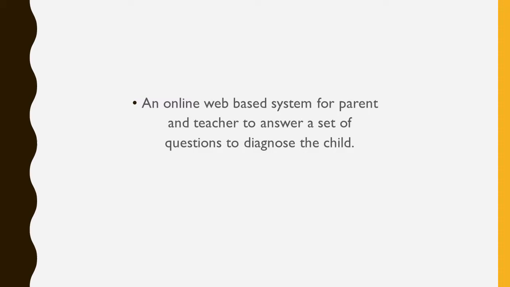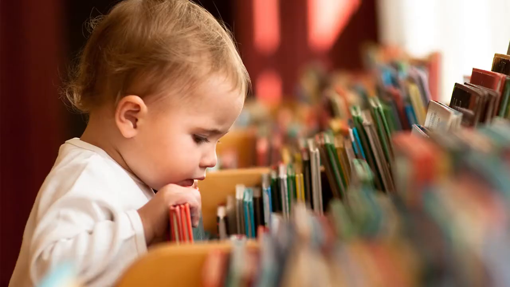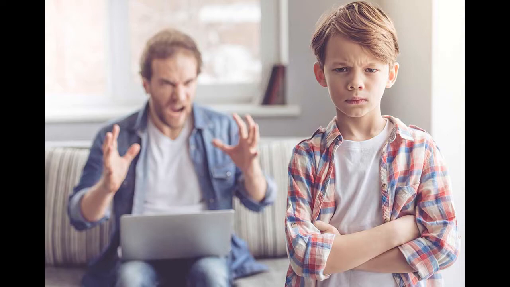The solution provided is an online web-based system for parents and teachers to answer a set of questions to diagnose the child. The reason this system needs 2 answers to produce the result is that, based on research studies, kids with developmental disorders may behave differently in different environments. They may look like a normal kid at home but not at school. So the system will get the 2 test results and produce the outputs.